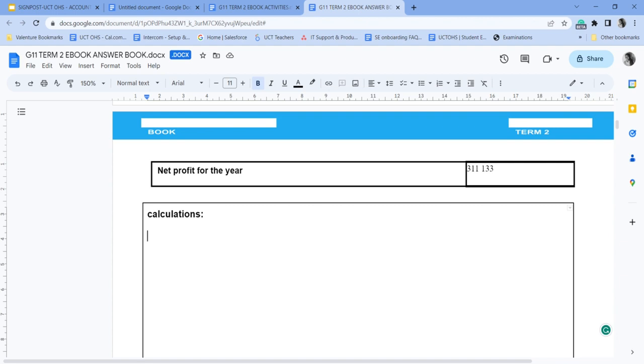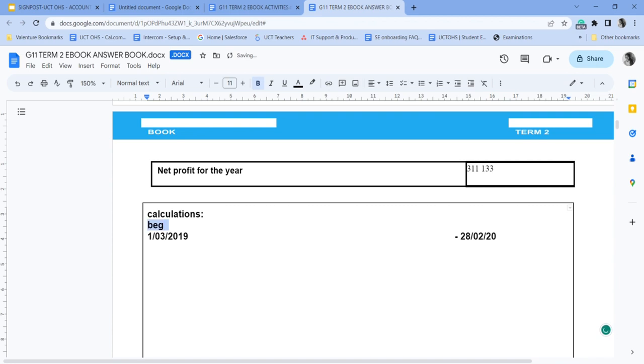So we know that our financial period starts on the 1st of March, 2019. That's where the year starts. And then the year ends on the 28th of February, 2020. So this is the accounting period that I'm working with. To make it easy for myself, I'm just going to move this. So we know that's the beginning there and this is the end.